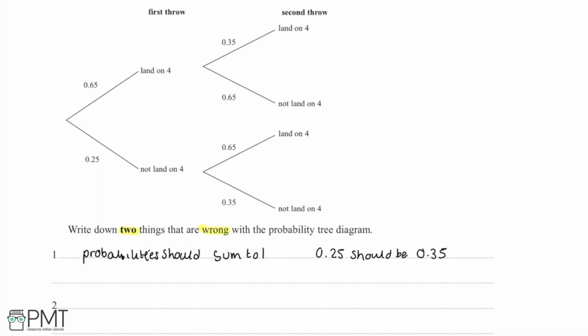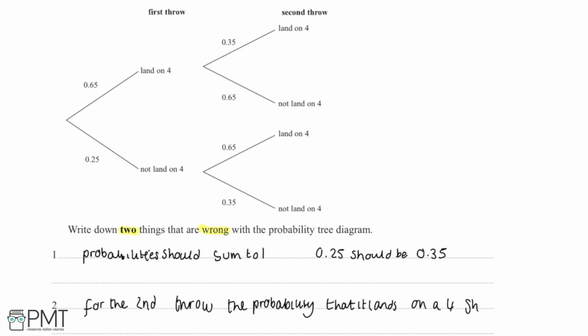And then secondly, that for the second throw, the probability that this dice lands on a 4 should be 0.65, not 0.35 that it says in the tree diagram above. So that's basically saying that the 0.35 and 0.65 are reversed.